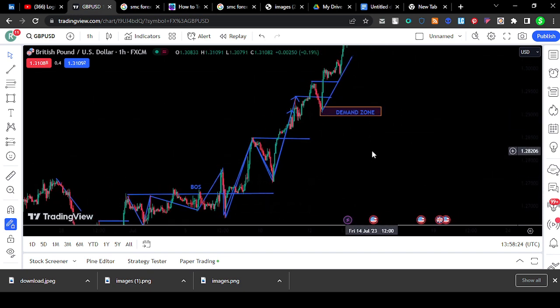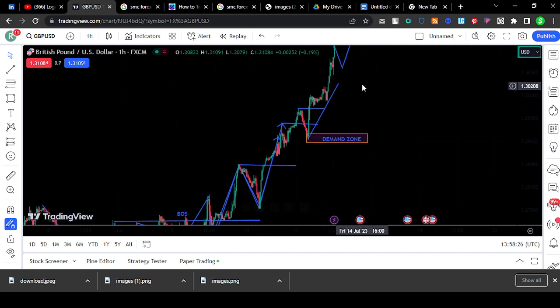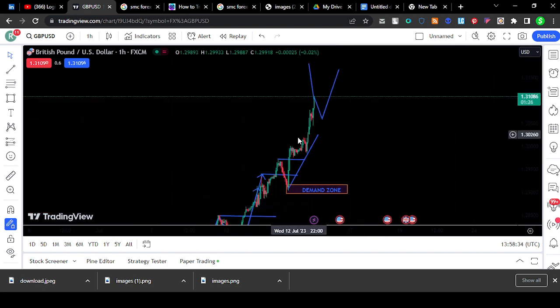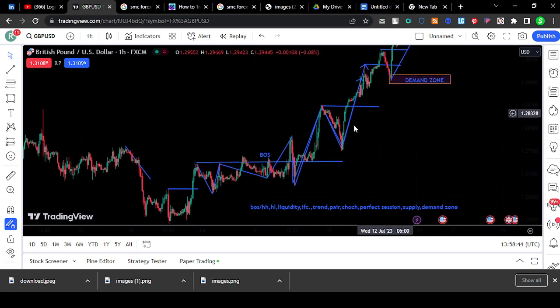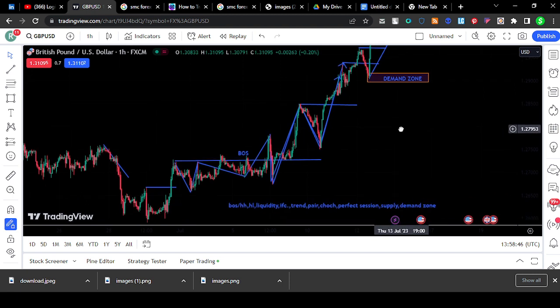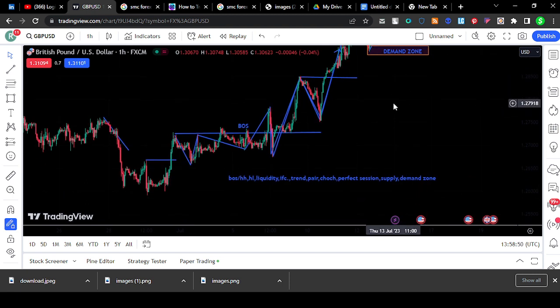As you see here, it's a trendy market. It's an upward trend, not downward. Just see here, the market is going upward perfectly, and here I'm selecting BOS, trend, liquidity and everything, and demand zone, supply zone. I will upload a video on each of these features individually on my channel.